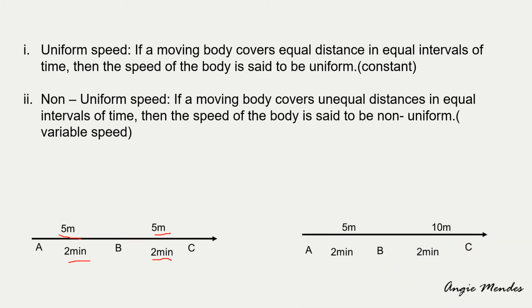Now for non-uniform speed, the body covers unequal distances in equal intervals of time. So here the body has covered 5 meters in 2 minutes, and then in the next 2 minutes the body has covered 10 meters. So it has covered unequal distances in equal intervals of time. Then the speed of the body will be non-uniform.